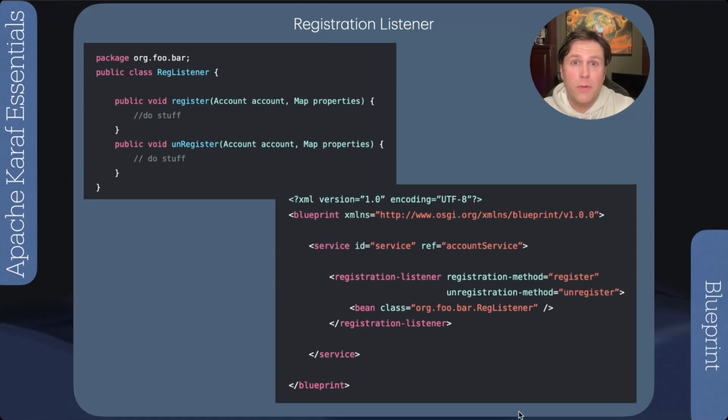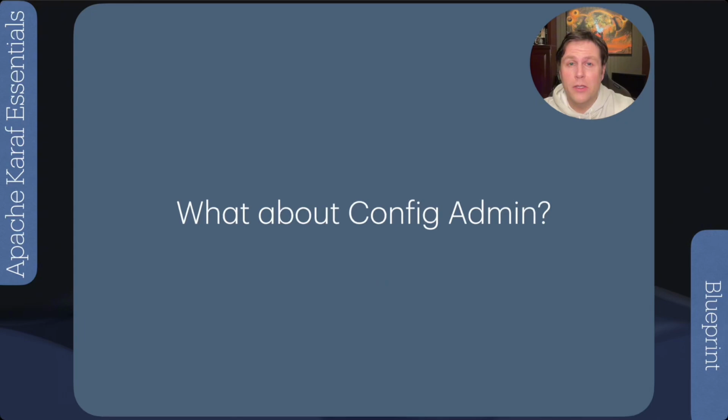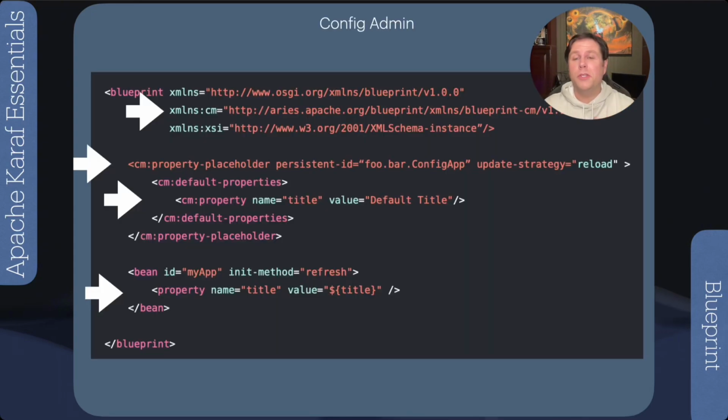So the last topic I want to talk with you about is ConfigAdmin and how that works with Blueprint. In our previous video, we used the bundle activator and manually hooked that into ConfigAdmin to be able to read a configuration file in the Karaf etc folder. And whenever it got updated, it would update our software. Under Blueprint, the way we accomplish this is to introduce the ConfigAdmin namespace, which we can see here at the top of the file.